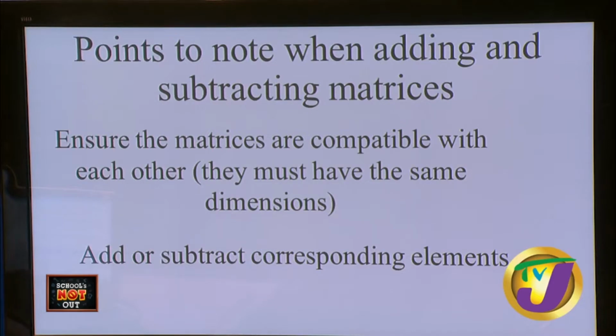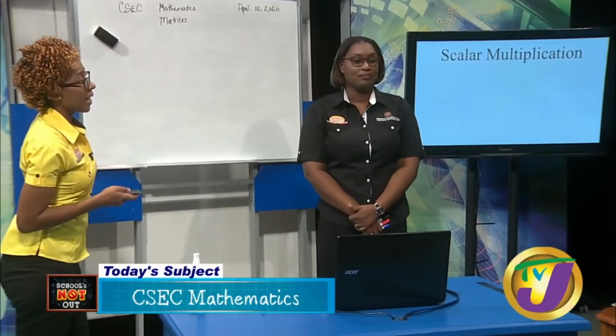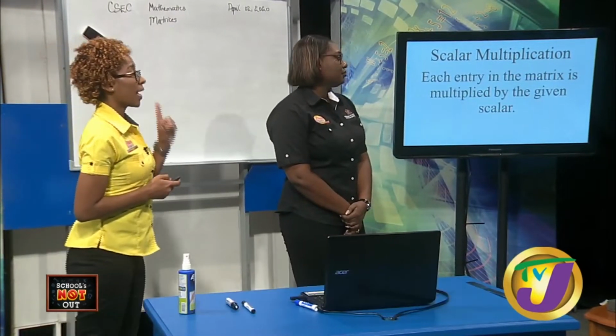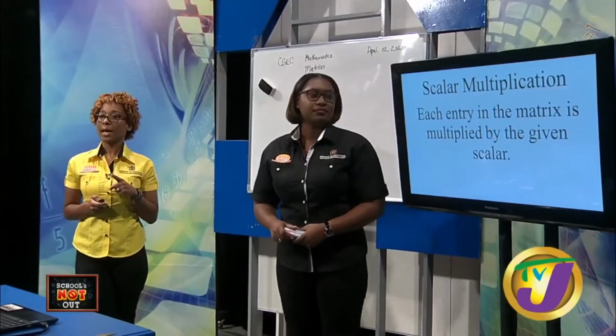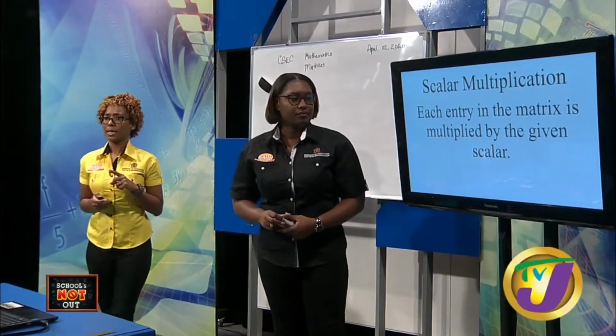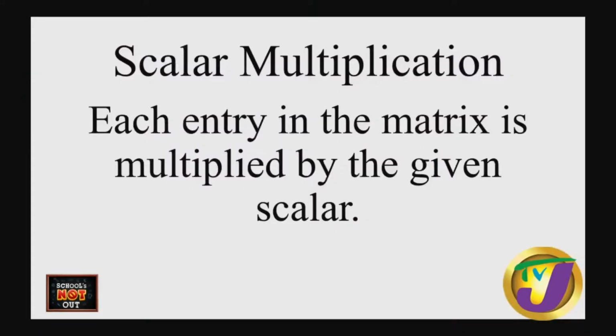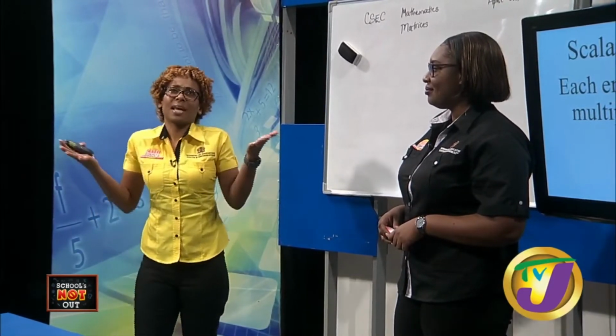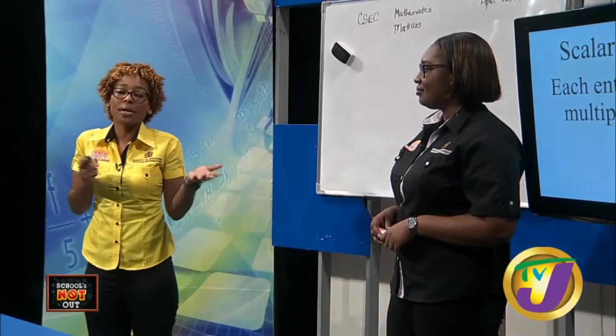Very good job, Brittany. All right, so we are looking at scalar multiplication now. And in scalar multiplication, each entry in the matrix is multiplied by the given scalar. Now, thinking about it, Brittany, any idea what scalar means or what a scalar is? I'm going to be honest, no. I have no idea what a scalar is. I remember when going to school, I've always been told a scalar can be a quantity, which means it can have a numerical value, or it can be a letter.